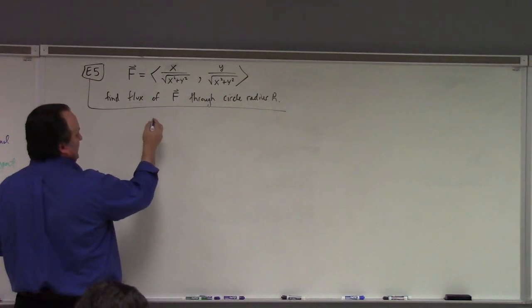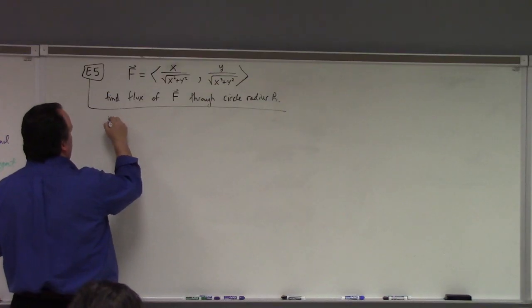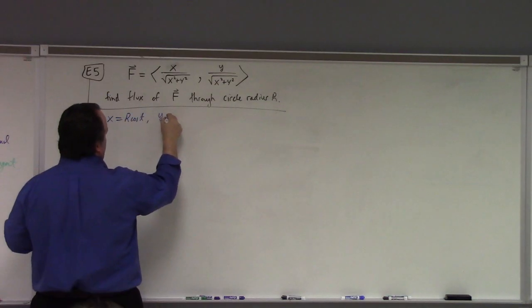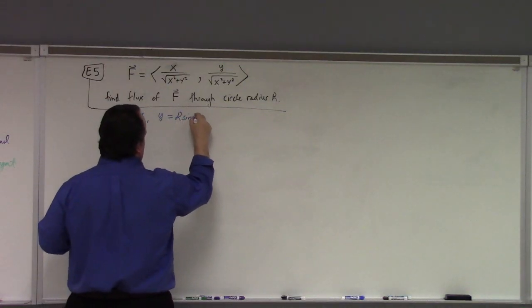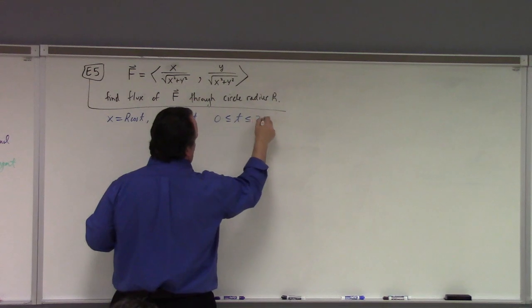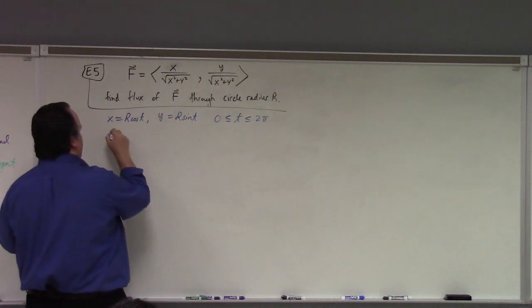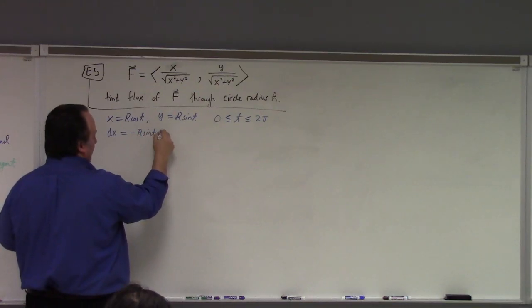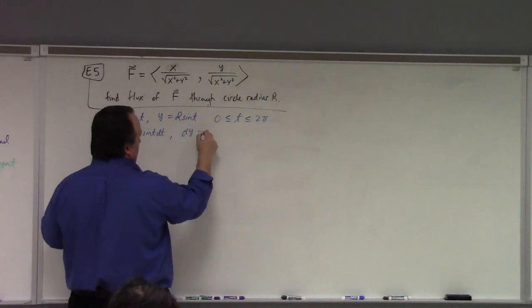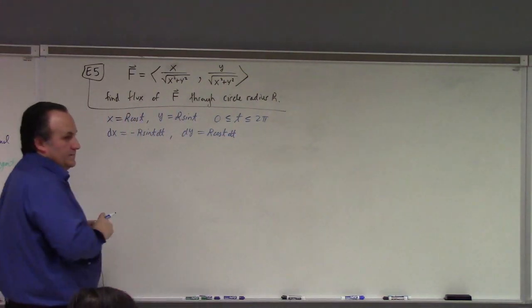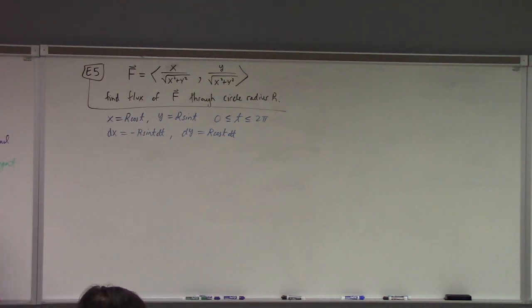So first of all, for a circle of radius r, we do x equals r cos t, y equals r sin t, with 0 less than or equal to t less than or equal to 2 pi, which is what I customarily do. If we do that, we get dx is minus r sin t dt, and dy is r cos t dt. This is the easiest way, I think, to calculate line integrals, with the differential method.